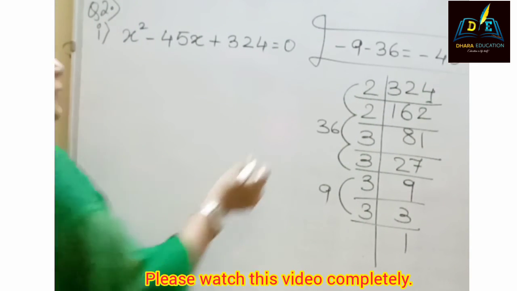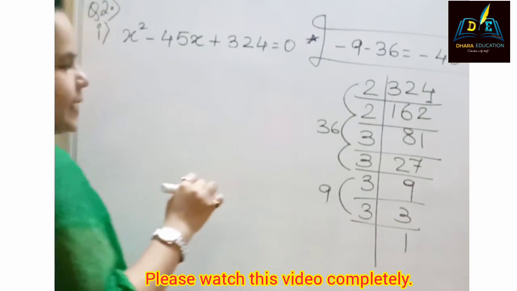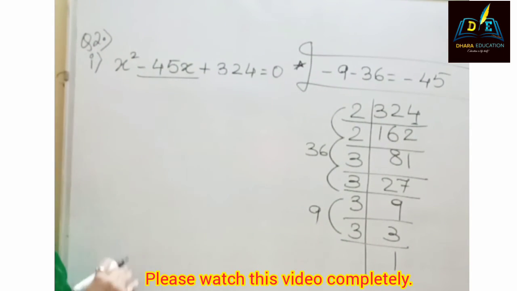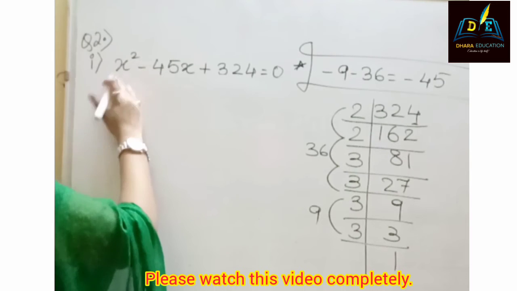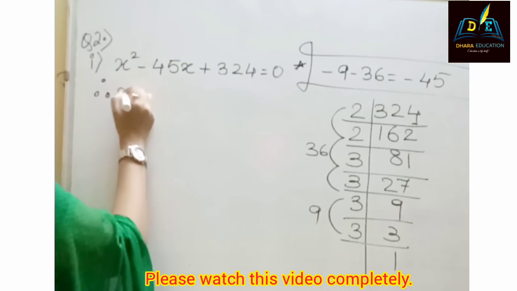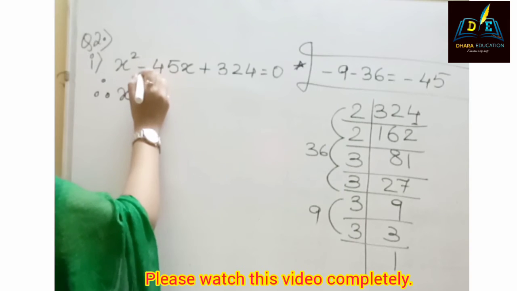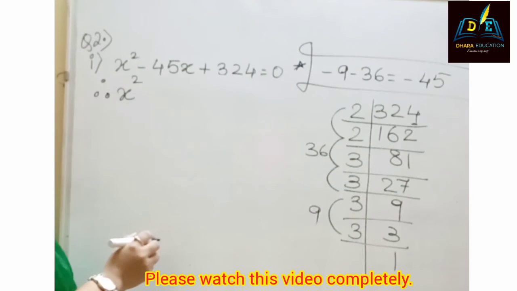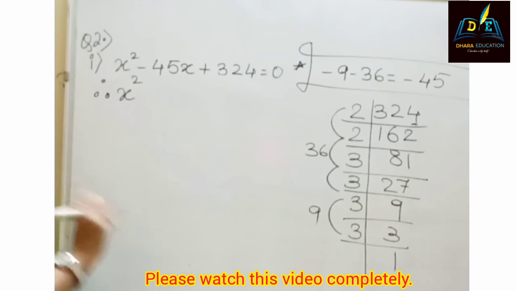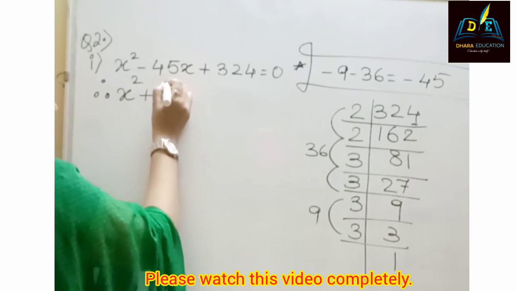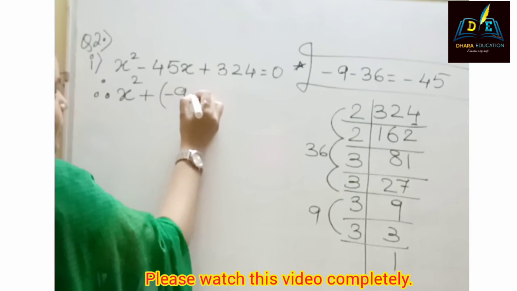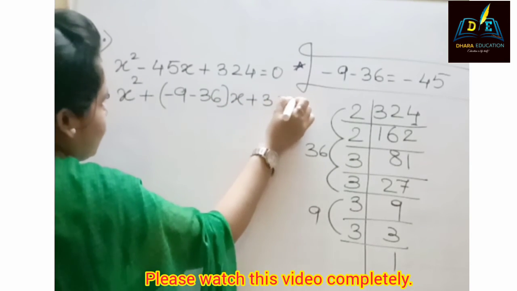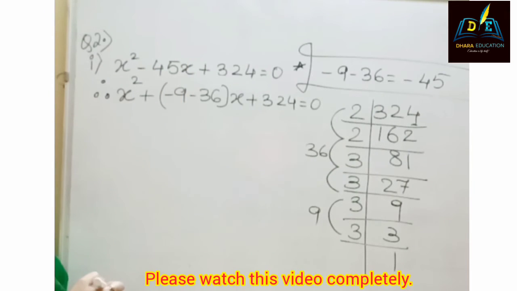So students, here I have written, for your better understanding, minus 9 and minus 36 will give you what? Minus 45. Now what I will do is this. Therefore, x square. Now your minus is already there. Minus 45 is this, right? And we have to use minus 9 and minus 36. So that is why we have to use plus first. So plus, open the bracket, minus 9 minus 36, x plus 324 is equal to 0. Okay.